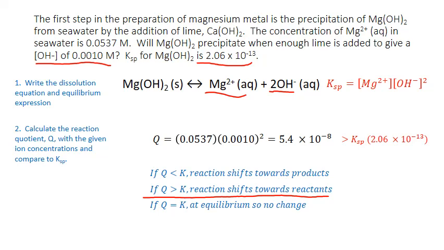If Q was less than K, the reaction would actually shift towards the product to produce more of the products. And of course, if Q equals K, that means that your reaction is actually at equilibrium, so there will be no change in the concentrations of either products or reactants. Of course, in this scenario, Q is greater than K. That means we shift towards the reactants, and the reactant is solid magnesium hydroxide. So precipitation will occur in this situation.